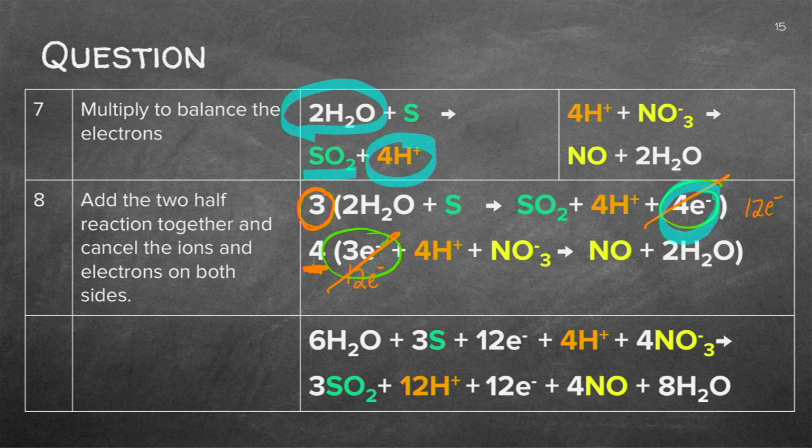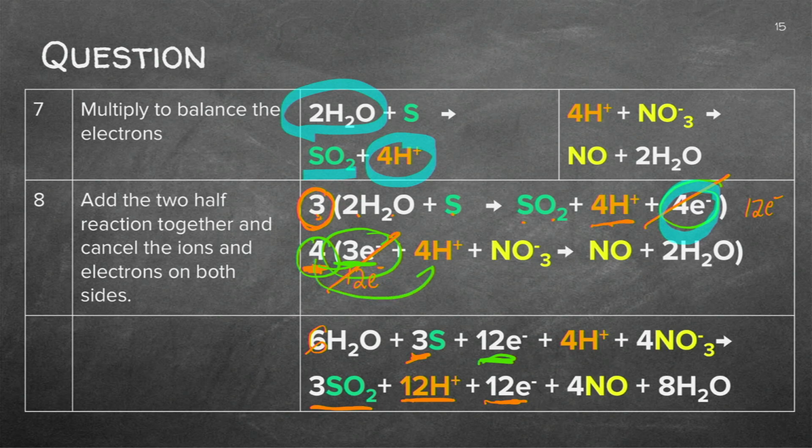Now, 3 times 2H2O gives me 6H2O. 3 times S gives me 3S. 3 times SO2 gives me 3SO2. 3 times 4H plus gives me 12H plus. And as I said, then you've got your 12 electrons. In the other reaction, we've got the 4. The 4 times the 3 gives me 12 electrons.